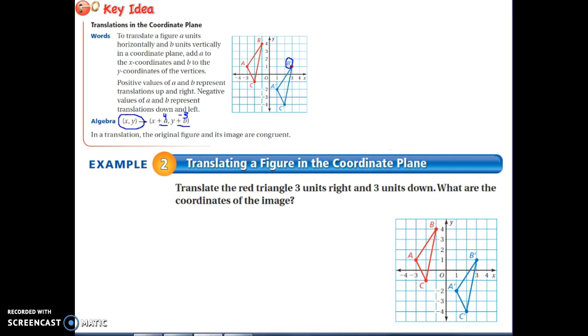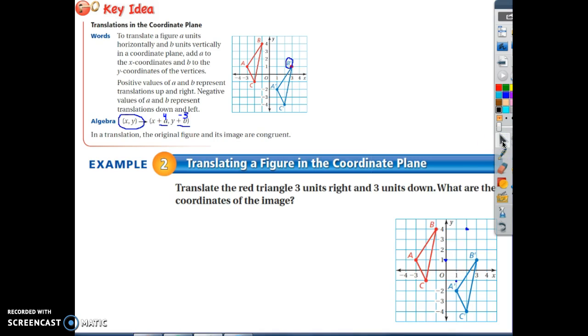In example 2, we're going to take the red triangle in the graph and move it 3 units to the right and 2 units down. If I move B 3 units to the right first, I end with 1, 2, 3, a point right here. If I move A 3 units to the right, I end up with 1, 2, 3, a coordinate here. And C, if I move 3 units to the right, my coordinate is here.